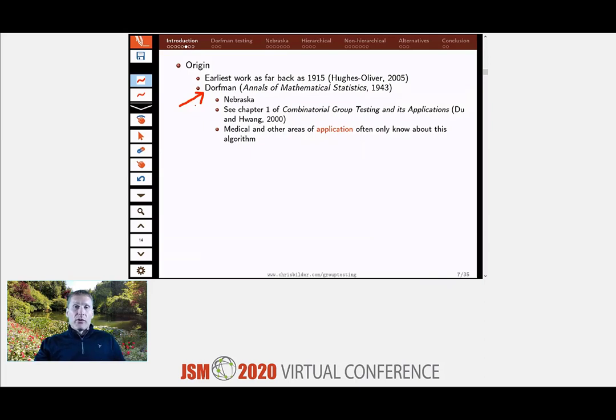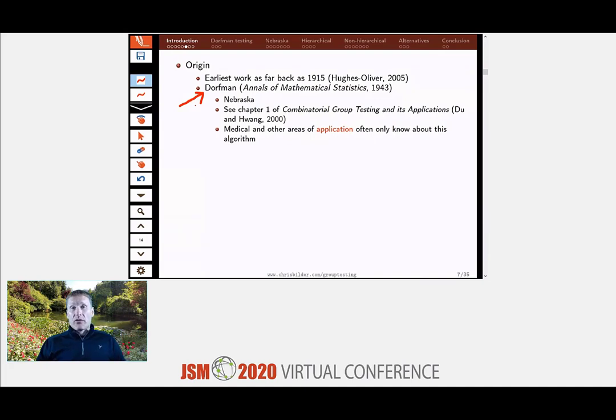Dorfman was working in Washington, D.C. for the U.S. government, and he and his colleagues were interested in looking at how they could test for syphilis among U.S. Army inductees in an efficient manner. And they came up with this idea of group testing. Then Dorfman put the ideas together and got it published in this journal.